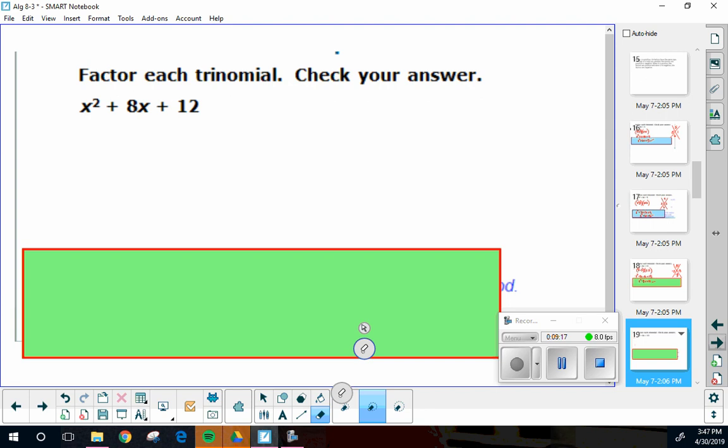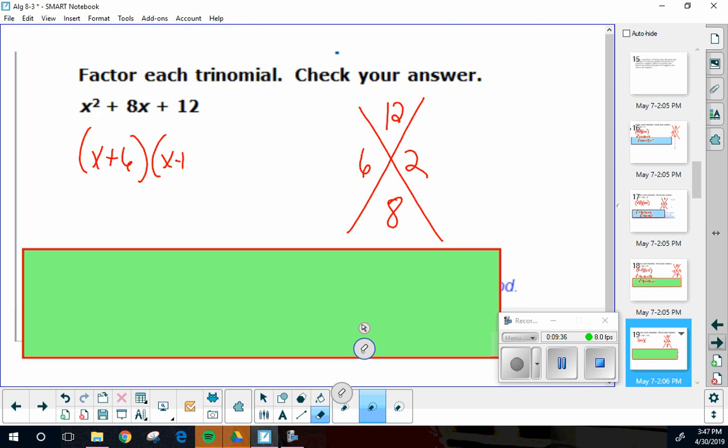And then this next one is x squared plus 8x plus 12. There's no negatives we have to worry about. I'll put a 12 here and an 8 here. This would be 6, and this would be 2. And the answer here would be x plus 6 times x plus 2. Checking it, x squared plus 2x plus 6x plus 12. X squared plus 8x plus 12 is what I started with. My answer is correct.